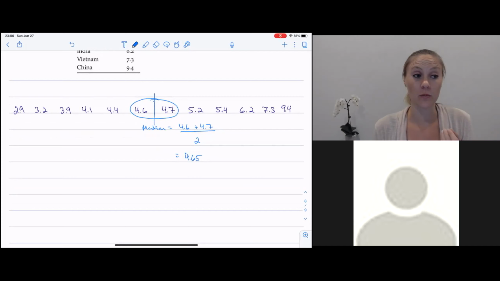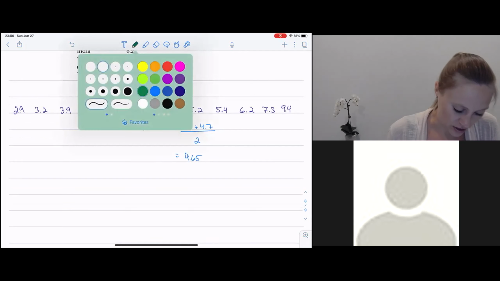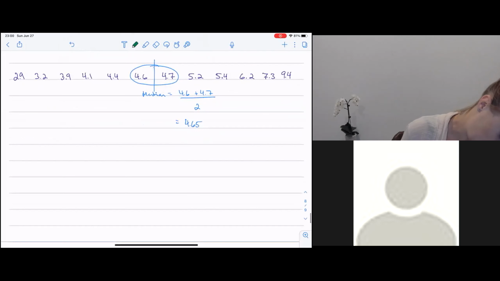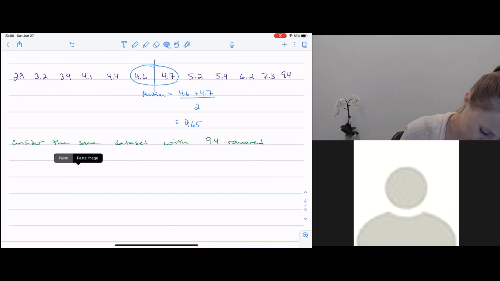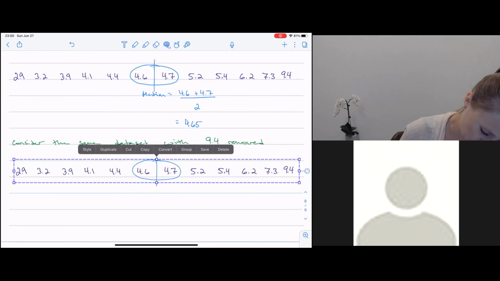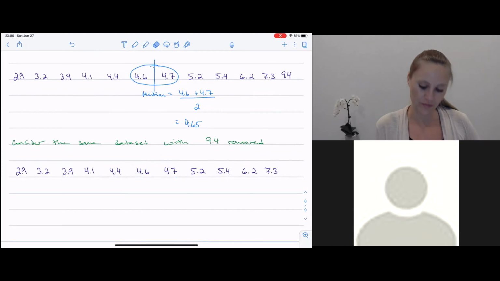Okay. So that would be your median. Okay. As a second option, consider the same data set with 9.4 removed. Now what I'm going to do is cheat, and I'm just going to copy this here. So then this is no longer my median, and I've removed 9.4.